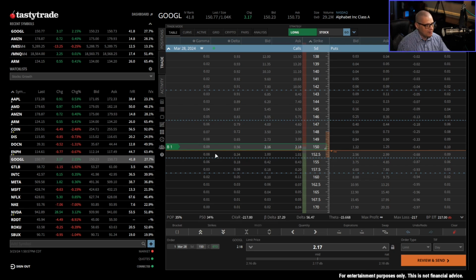So that is what gamma is telling us. It's going to tell us how large a move that delta move is going to be if the underlying asset moves up or down by $1.